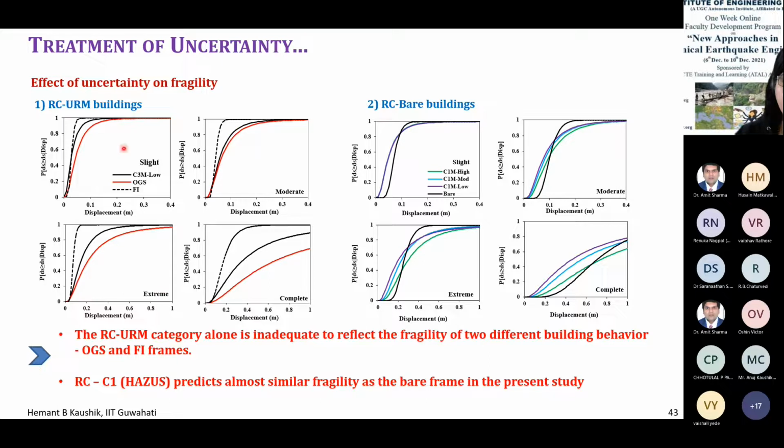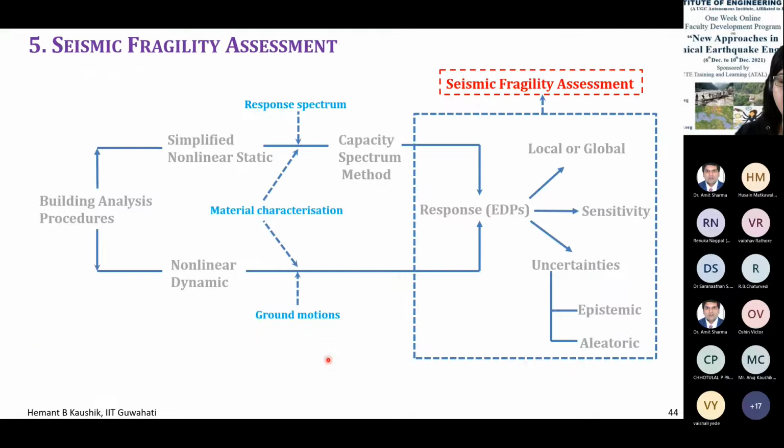So this is reinforced concrete infill buildings, and this is bare frame buildings. We cannot simply use the category given in that code for our type of building. This RCC1 predicts almost similar fragility as the bare frame. So we can compare these bare frame results, but not the fully infilled or the OGS frame results.